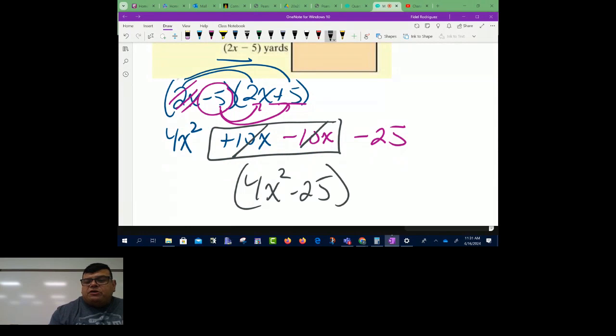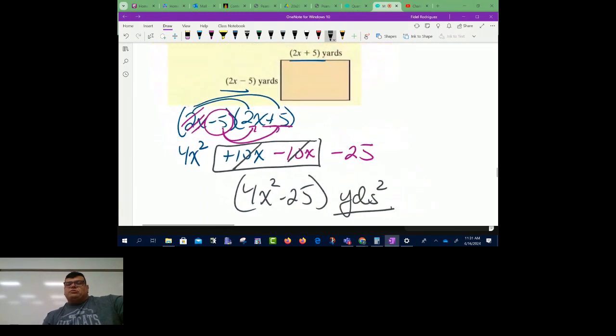One more thing I'm going to do, y'all. Remember when we talked about area, we said area was always measured in square units. So it would be square yards here, y'all. Square yards, yard squared, however you want to write it, right? But that's pretty much what it is.